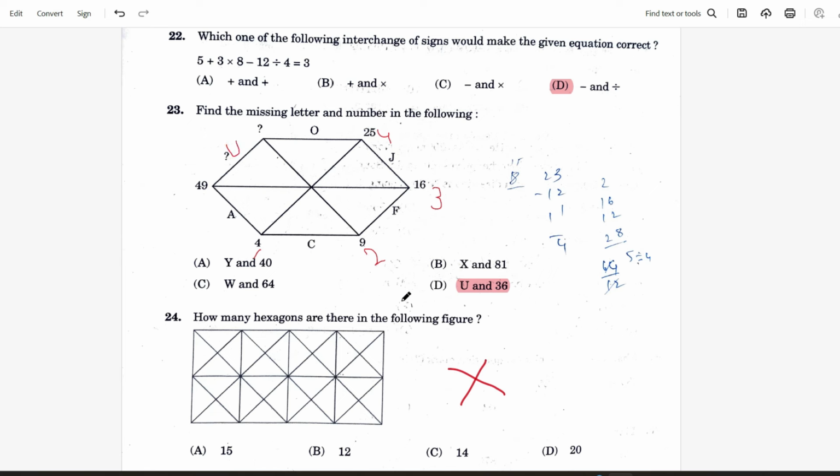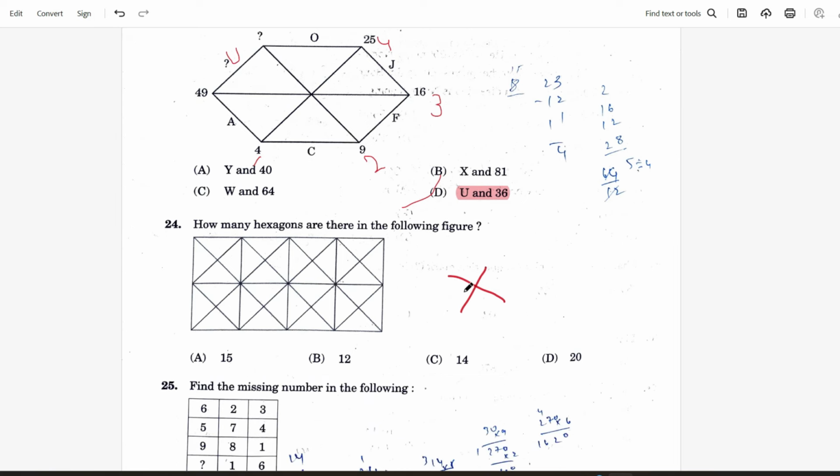Okay, so the answer is option D. U is only in option D, so the right answer is option D.